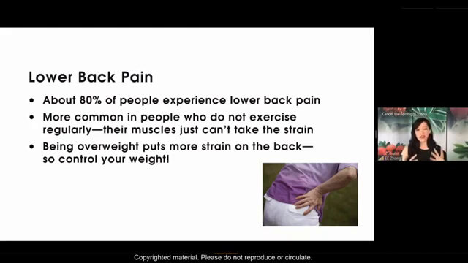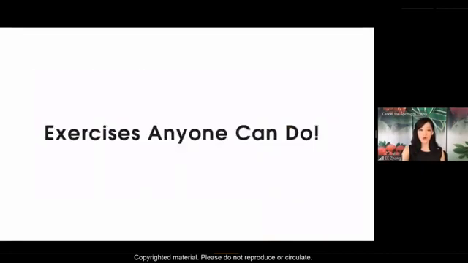And exercise is something that we want to do on a regular basis. For example, people who only go out and exercise on the weekends are actually more likely to have lower back pain because they spent their entire week sitting around. And then when they go exercise on the weekends, they think, you know what, I have to make up for my week of laziness. So they go really, really hard and then they strain themselves. Right? So exercise is something that we want to keep up every day. Now, being overweight also puts more strain on the back, so we want to help control our weight.